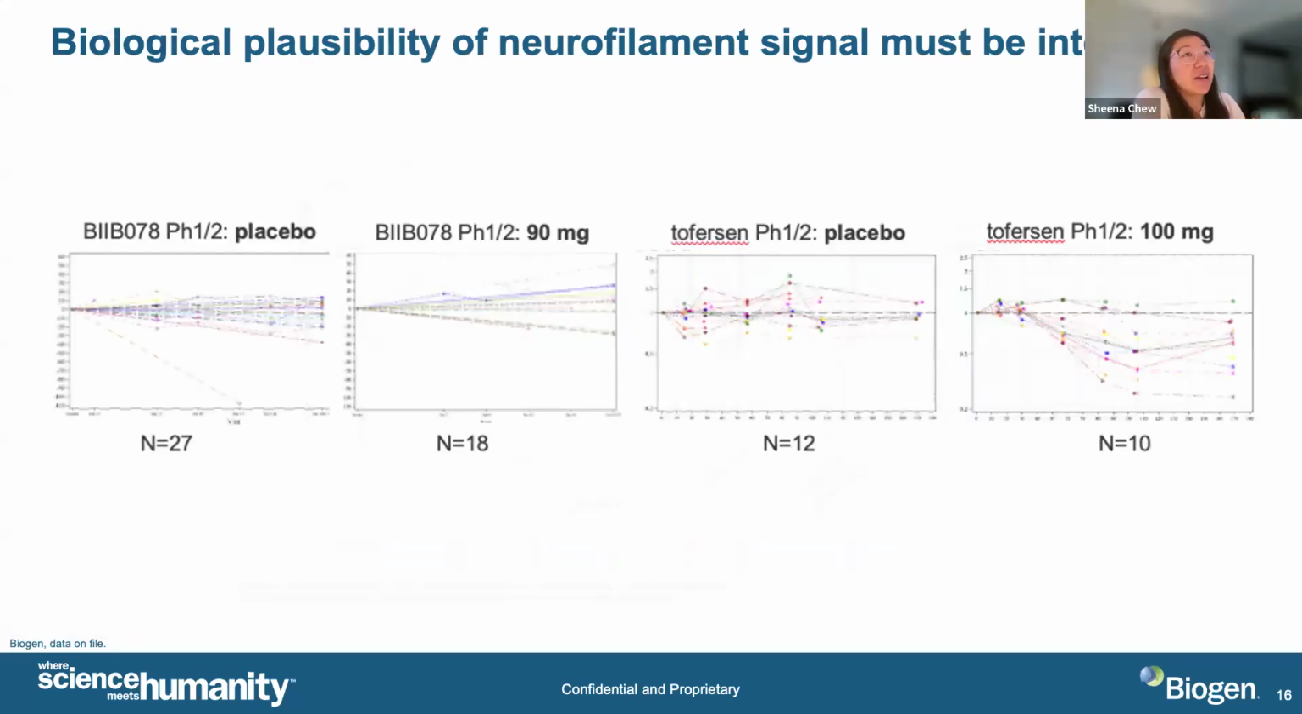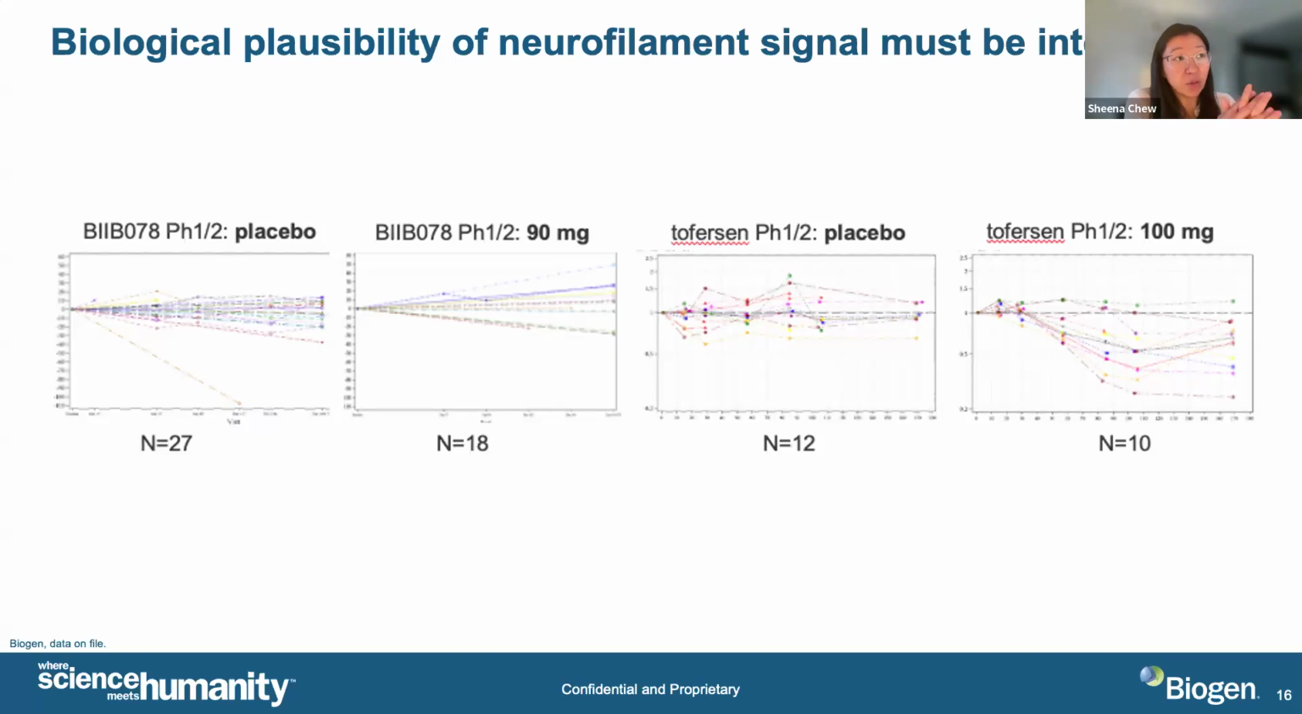And I wanted to highlight that when we make decisions based on a biomarker like neurofilament, or use that as our main decision-making tool, we don't look at just the median or mean reduction. We interrogate the individual data points, and we have to make sure that it's a biologically plausible response, that there's nothing happening in a subgroup, and that if anything that we see is not due to variability or other factors that we need to consider.